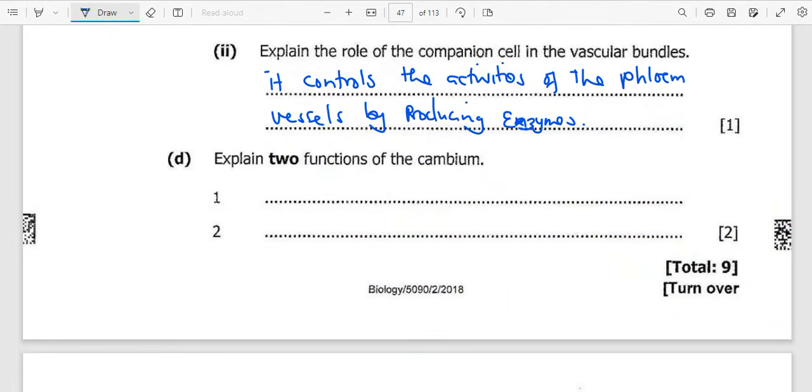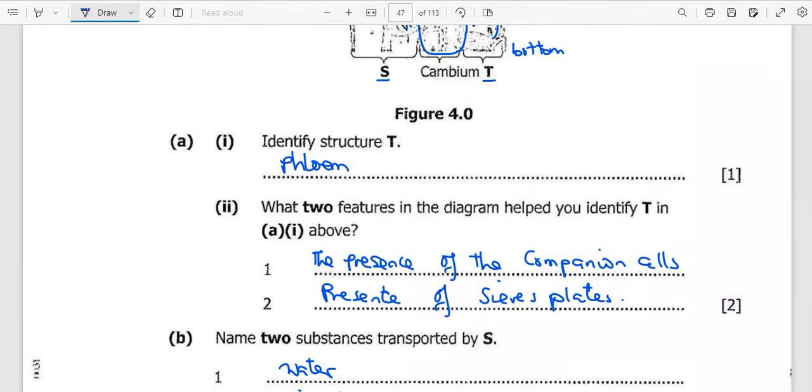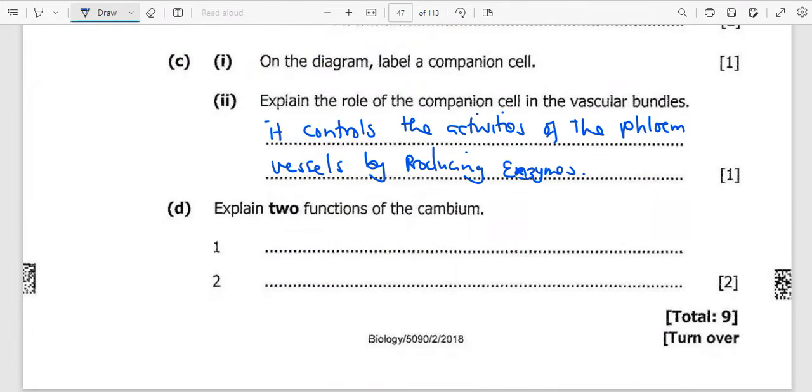Apart from that, explain the function of the cambium. So we want to know the function of the cambium. The cambium has been labeled here. So this is the cambium. Mostly it is found in the middle of the stem. So the function of the cambium is that it repairs damaged tissue. So that is the first one.